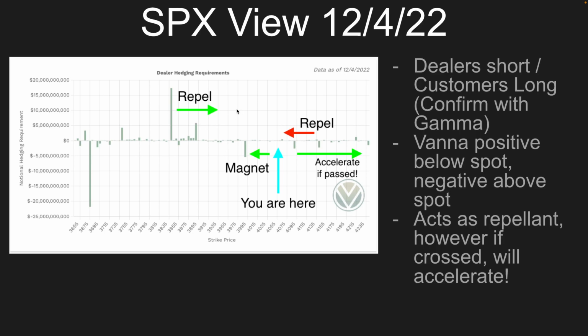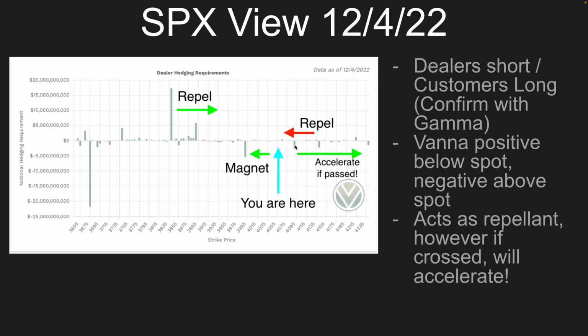So we would see IV rise as price drops, and then this would act as a repellent. All of a sudden price would start moving higher, and then in theory IV should start dropping with that. Now the same can be said for these strikes up here. So this is negative Vanna above the current price, so these are also repellents. Positive Vanna below, negative Vanna above, repellents.